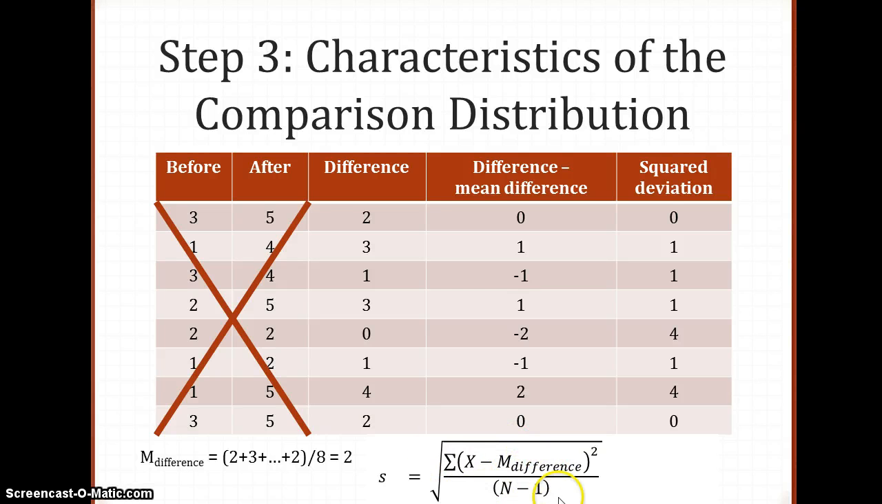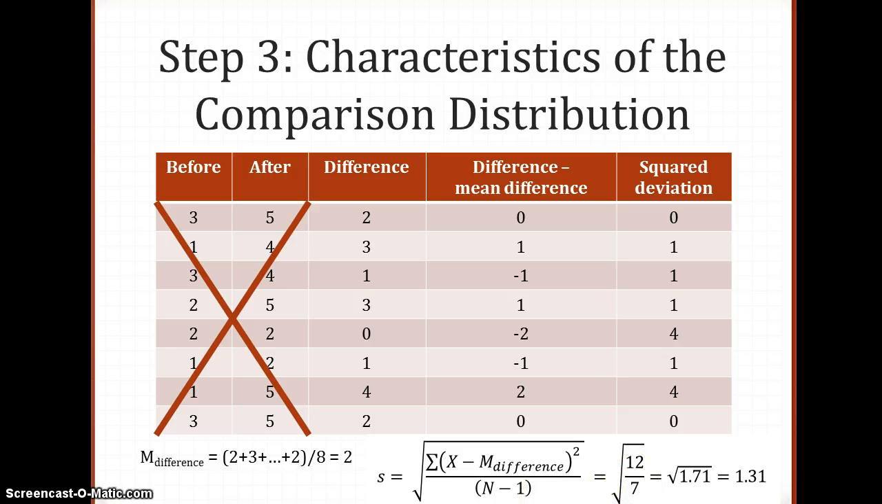And again, we have this correction on the bottom where we take our number of difference scores. Okay, so we have 8 pairs of scores, so it will be 8 minus 1. So here we have in the denominator 7, and in the numerator it's the sum of these squared deviations, which is 12. We get 1.71, and we need to take the square root. So our estimated population standard deviation is 1.31.